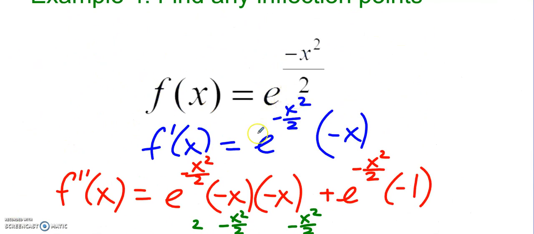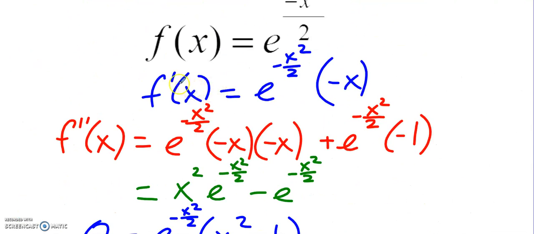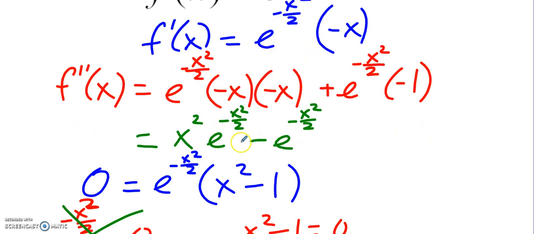How do we come up with that? Good question. Take the derivative. F prime of x is e to the negative x squared over 2 times negative x. Now take the second derivative. Don't forget the product rule. So I do the derivative of the first, so e to the negative x squared over 2 times negative x times the second term, plus the first term, e to the negative x squared over 2 times the derivative of the second term, negative 1.